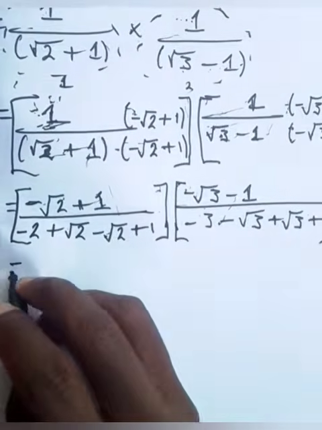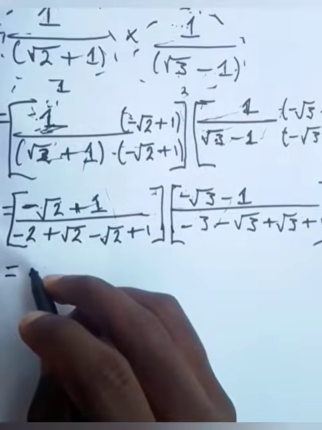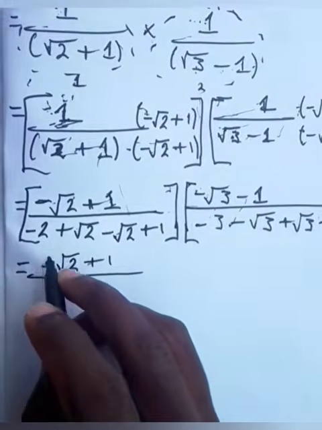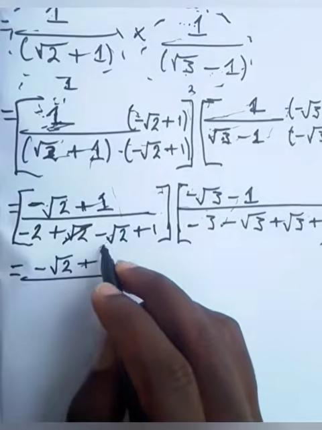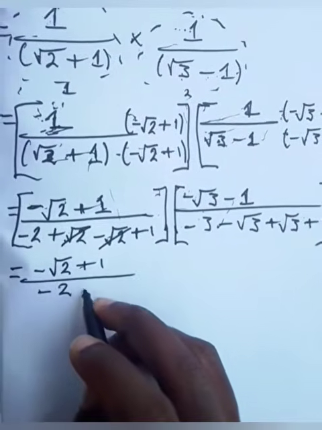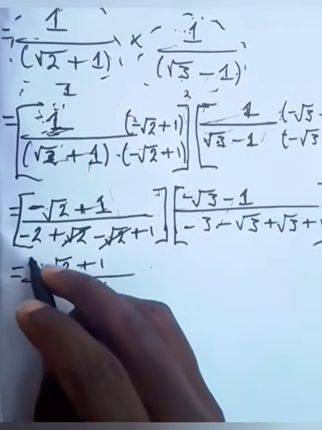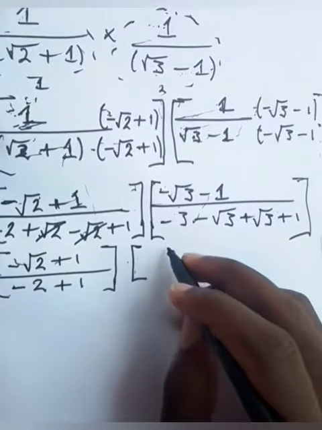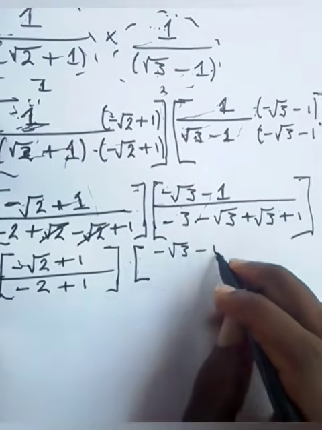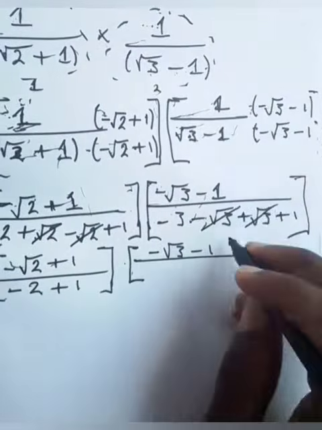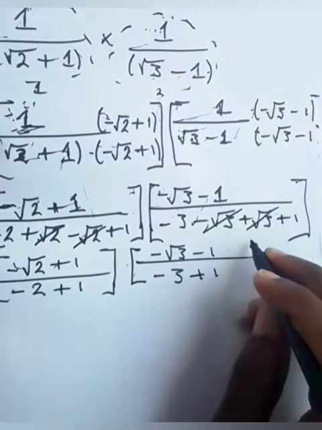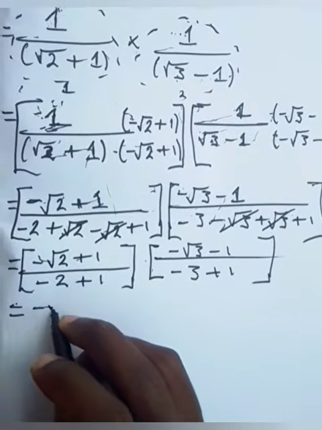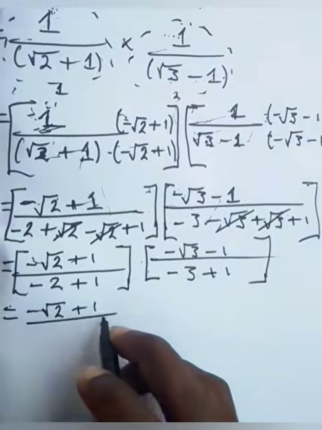Alright, so this one we just maintain the way it is, plus 1, and then this and this will cancel, right? So we remain with negative 2 plus 1. We put it in the square bracket, and then we come here. The numerator is going to be 3 minus 1. So this and this will cancel, right? And we have negative 3 plus 1. So here we have negative 1.